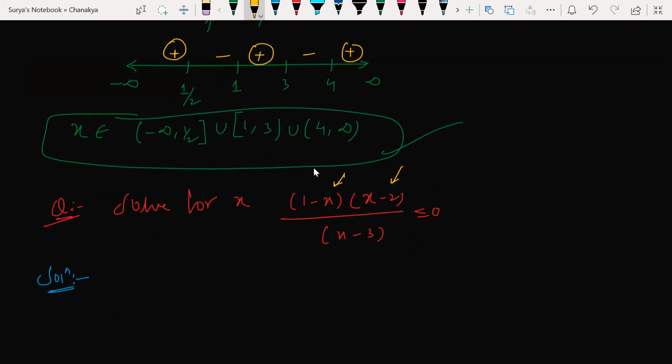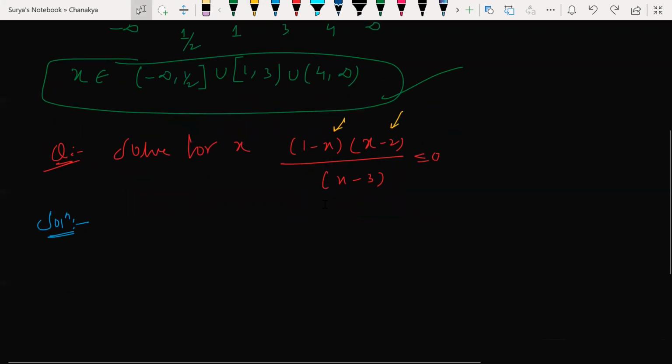The coefficient of x is negative here. Check. I asked you to check whether it is positive or negative. If at all it is negative, make it positive. How can we make it positive? Think. How can you make it positive?